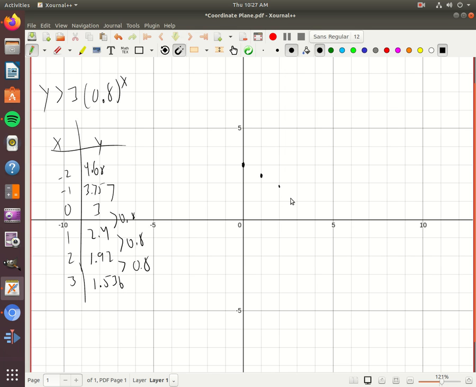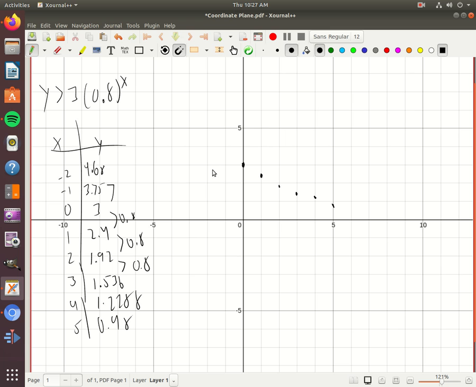1.92, we'll put about right there. 1.56. So you can see we're getting that asymptote. Actually, you might want to go a little bit more. So 1.536 times 0.8 is going to be 1.228. And then times 0.8, I'm going to get 0.98. So just going out a little bit more, you can see we're starting to get that flattening.